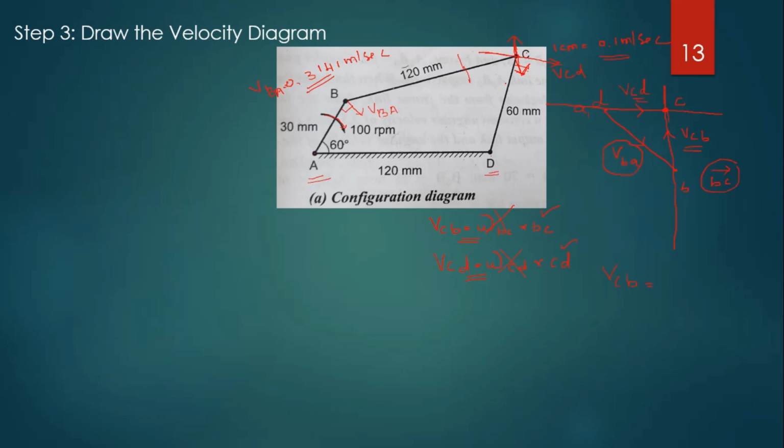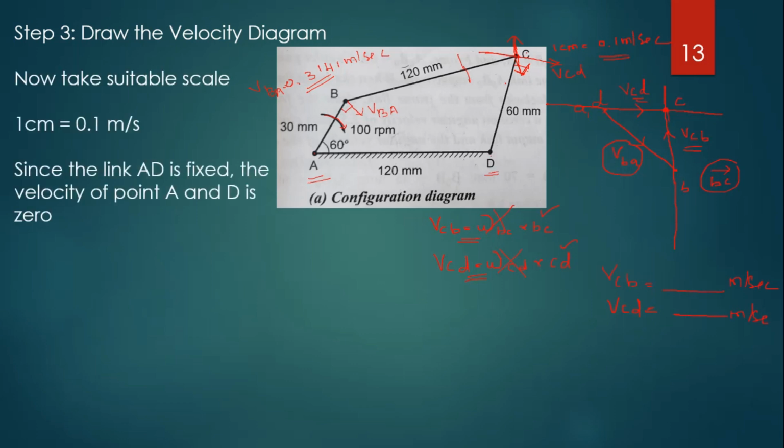Similarly, for the velocity of CD, measure this vector CD and multiply that value by 0.1 meter per second, then that value is converted into meter per second. So, this is in meter per second and this is in meter per second. Let us see the answer.